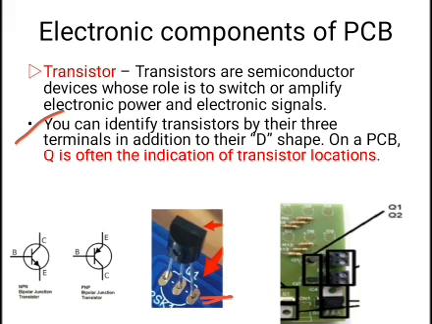In this figure, on a PCB, Q is often the indication of transistor location. So they are indicated as Q. So this is Q1, Q2. There are two transistors here, so they are labeled as Q1 and Q2.